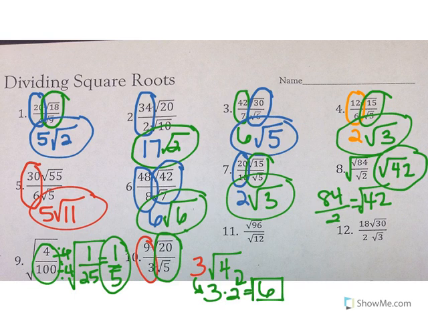Okay, number 11, you look and you say, okay, the square root of 96 is not a perfect square, and the square root of 12 is not a perfect square. So can I simplify these? Can I say 96 divided by 12? And if I can, what does that give me? Okay, so 96 divided by 12 is going to give us 8.